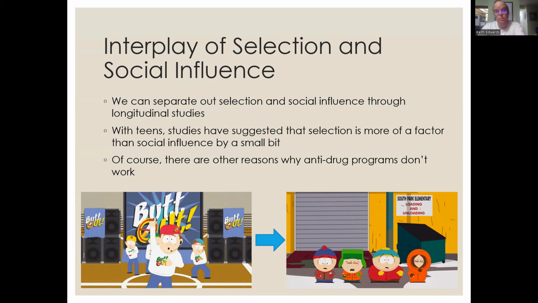This can be done through longitudinal time-based studies. And with teen studies have suggested selection is far more of a factor than social influence by more than a small bit. And, of course, they talk about the decision as to whether to use drugs or take up smoking or whatever. Of course, there are other reasons why anti-drug programs don't work.